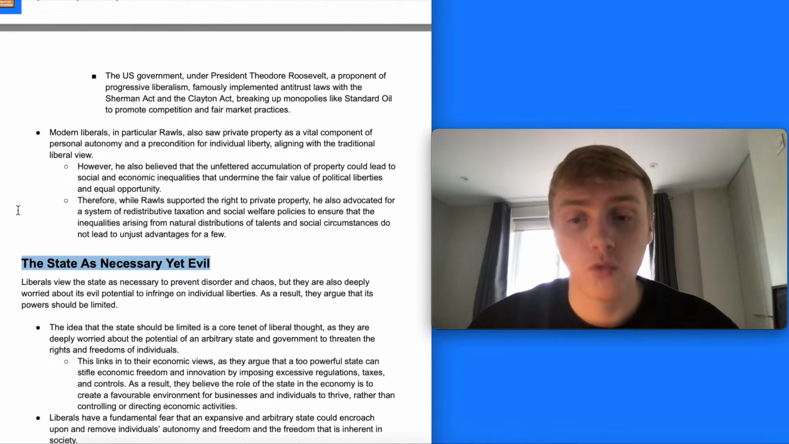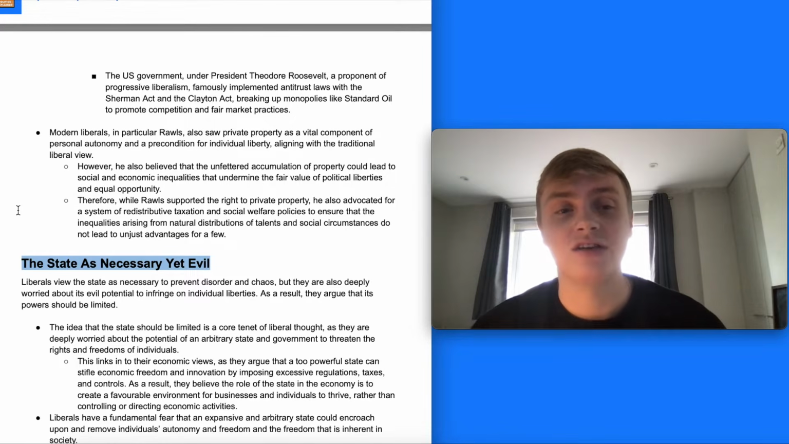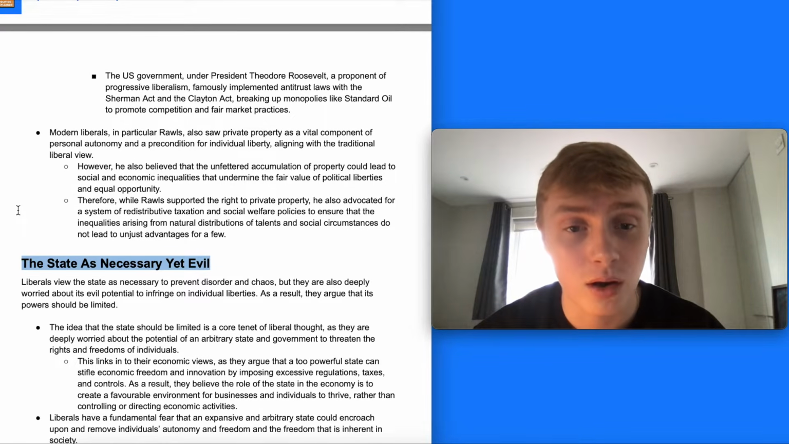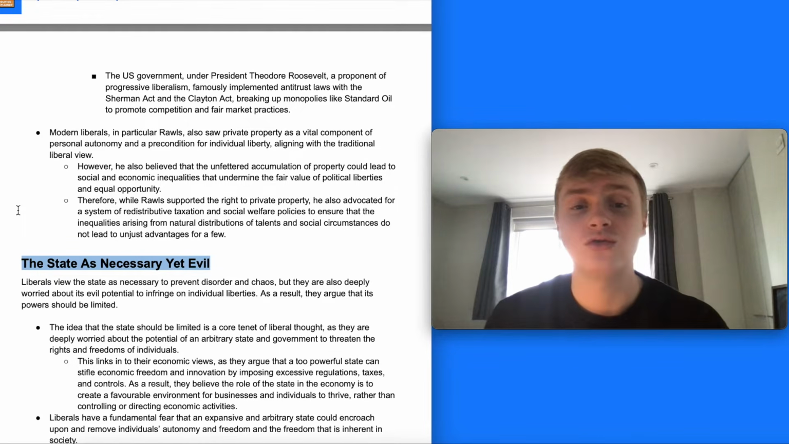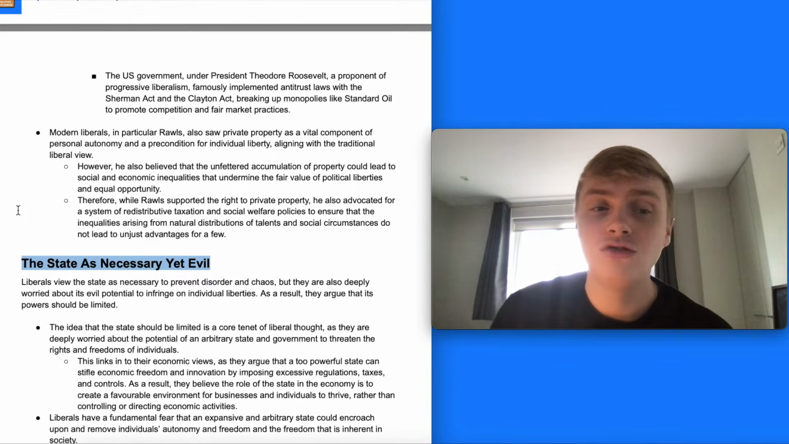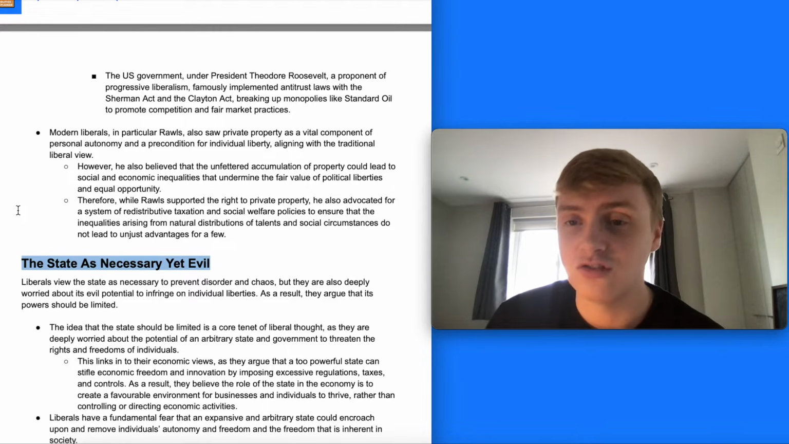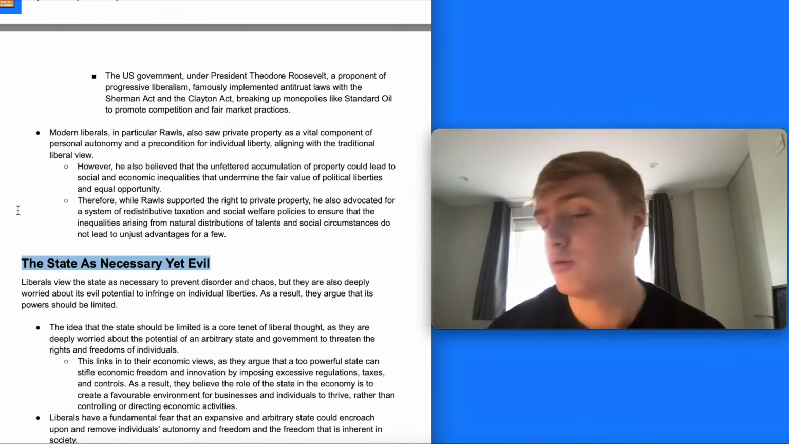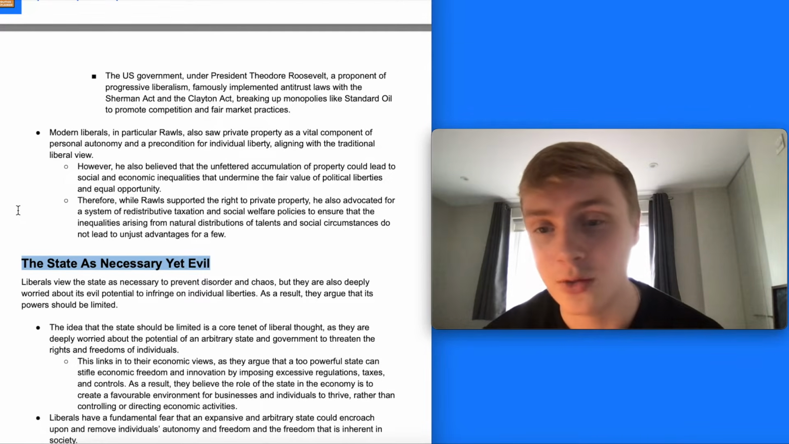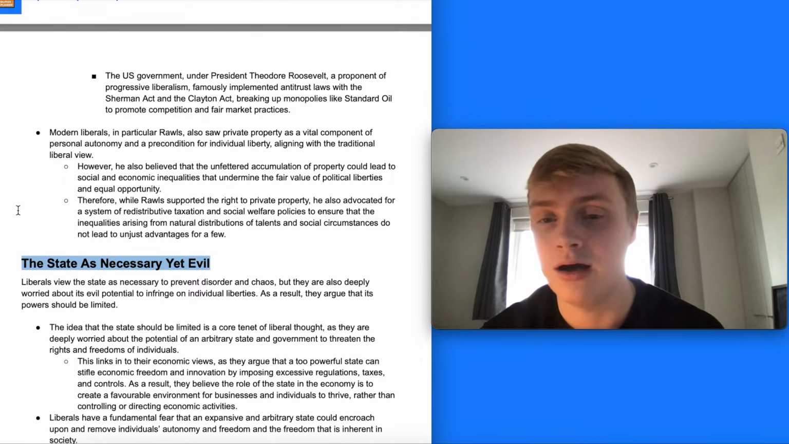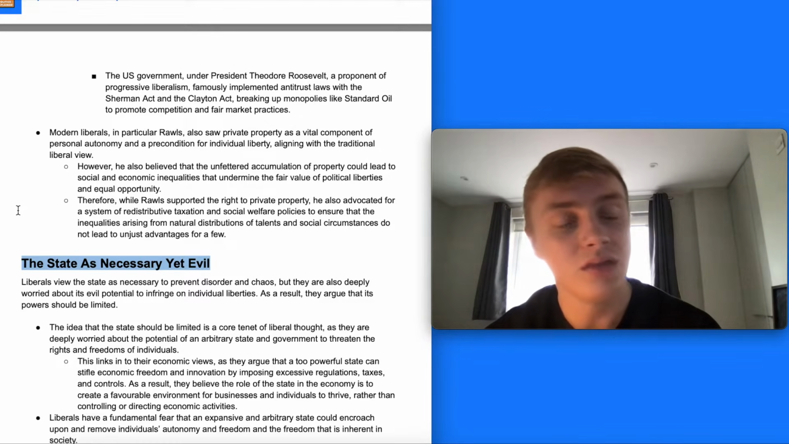Therefore, while Rawls and modern liberals support the right to private property, they also advocate for a system of redistributive taxation and social welfare policies to ensure that the inequalities arising from the natural distribution of talents and circumstances don't lead to unjust advantages for just a few. So they believe that you should be able to have private property, but they don't believe in completely leaving the economy alone and just allowing the growth of inequality.